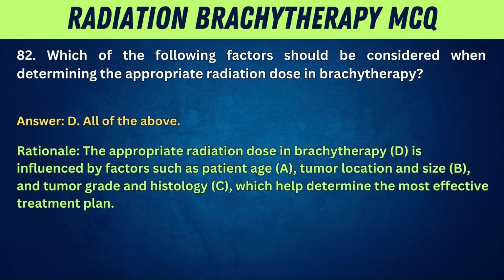Rationale: The appropriate radiation dose in brachytherapy, D, is influenced by factors such as patient age, A, tumor location and size, B, and tumor grade and histology, C, which help determine the most effective treatment plan.